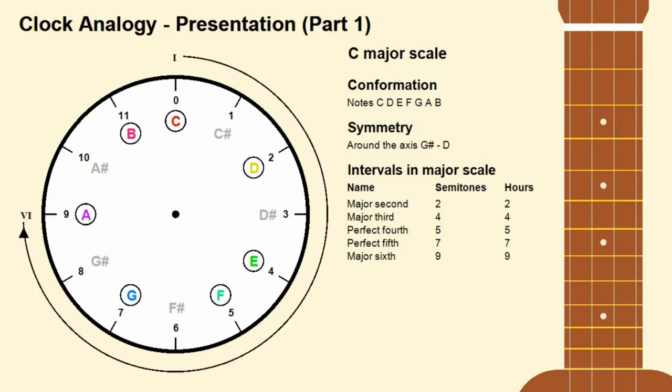Major sixth interval. It corresponds to 9 semitones, 9 hours on the clock face, and 9 frets on a fretboard. Major seventh interval. It corresponds to 11 semitones, 11 hours on the clock face, and 11 frets on a fretboard.